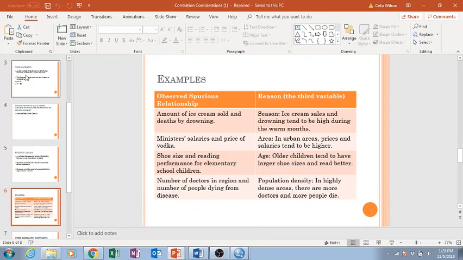Number of doctors in a region and number of people dying from disease. So you could take that information, correlate it, and get a pretty high positive correlation, which would be really strange, right? You would expect if an area has a lot of doctors that you wouldn't have as many people dying from disease. But we have the spurious variable, and that is population density. Okay, so again, just some fun examples, but still trying to make the point of considering as many of those spurious variables as you can.